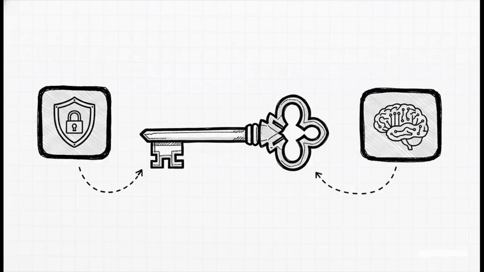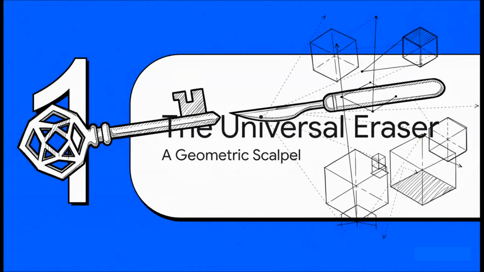It's this one concept that acts like a universal key, unlocking solutions in both of these very, very different fields. We're going to call this key the universal eraser. And I want you to think of it not as some scary formula, but as a kind of geometric scalpel, something capable of performing incredibly precise surgery inside the high-dimensional space of an AI's mind.